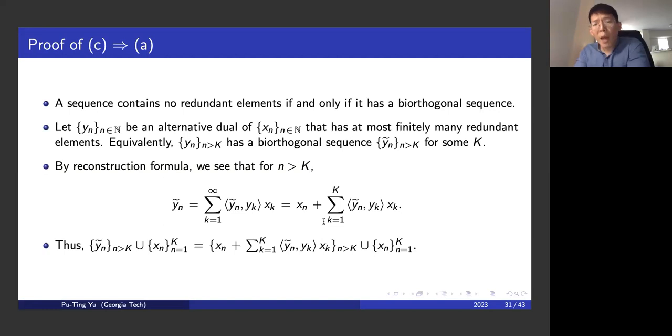So now if Xn, the frame, has infinitely many redundant elements, then that means we can use just a finite dimensional translation to reduce the amount of redundant elements that Xn has from infinity to just a finite number, which turns out to be impossible. So that means that Xn must have only at most finitely many redundant elements, and this establishes the proof.